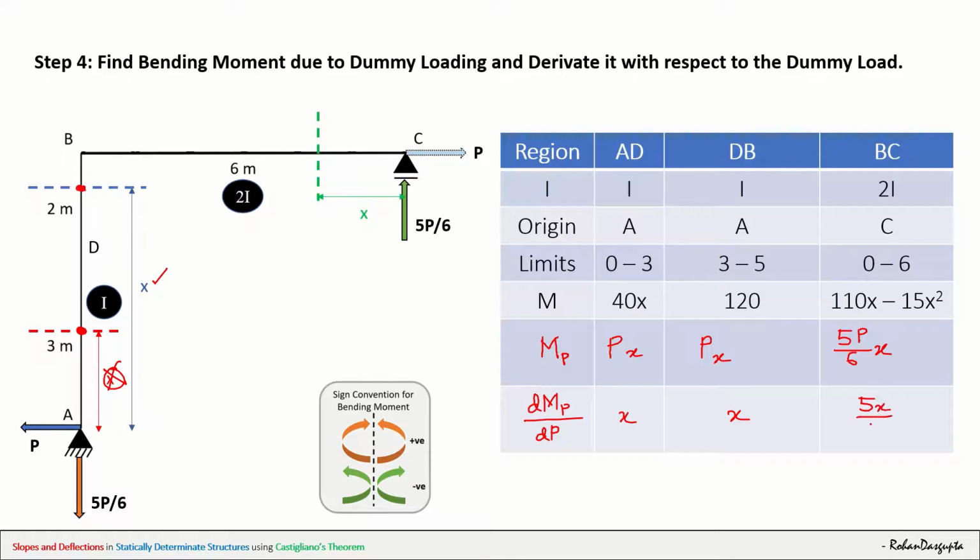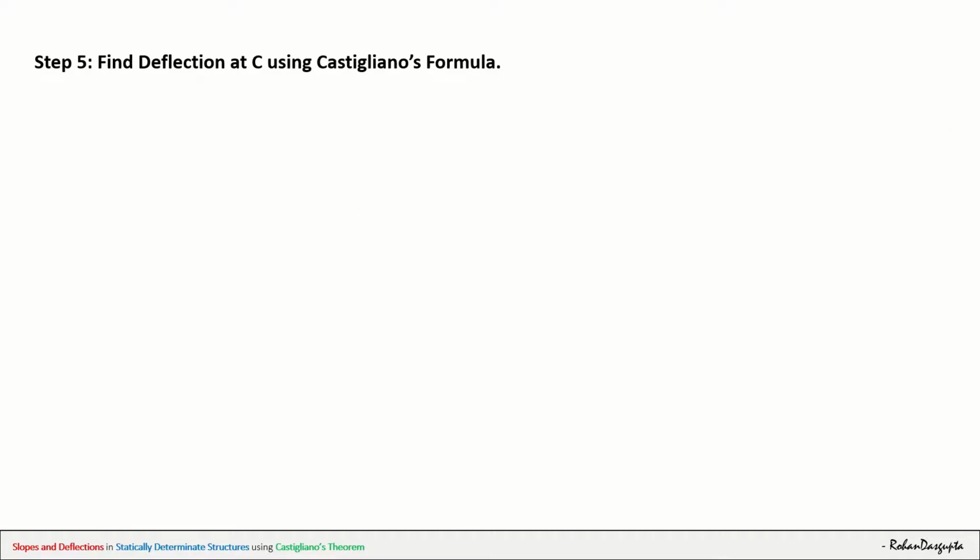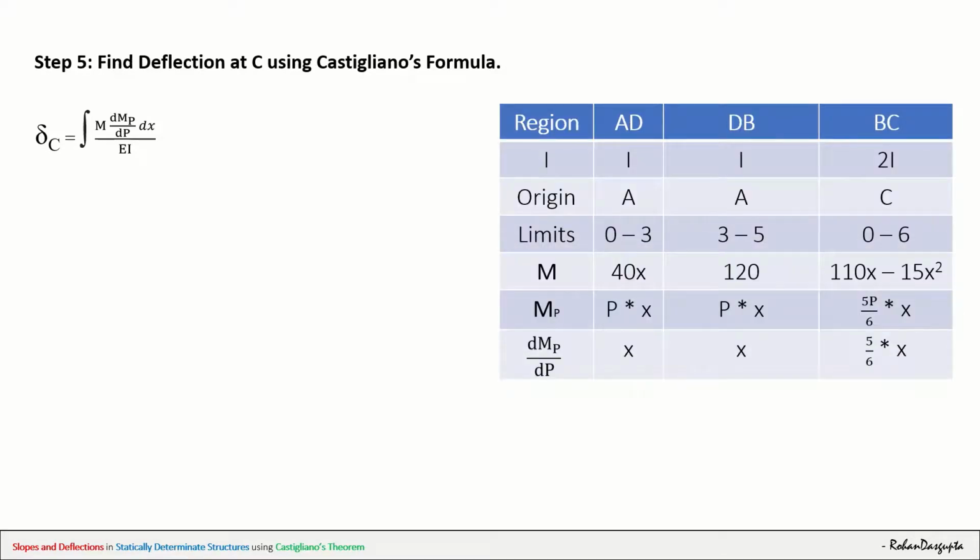5X by 6. Alright, so now step number 5 is find deflection at C using Castigliano's formula. You recall at the beginning of today's lecture, we had given you this formula, right? And using this, we will be finding out the deflection at C. Now for that, again, we will be requiring this table. Don't worry, this is the same table, only thing I have written it in PPT, not in pen. Okay, so now let's see how one by one you can take the terms from this table and use it here. If you see M, this is your M.